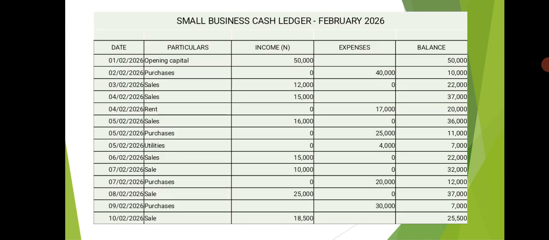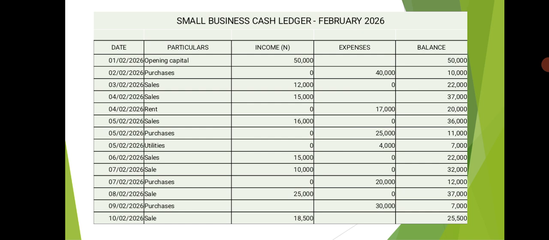February 1st, the business has an opening balance of 50,000 naira. Since this is income, it is recorded under the income column because there was no previous balance. The balance becomes 50,000 naira. On February 2nd, the business purchased supplies worth 40,000 naira. This is an expense, so it is recorded under the expenses column. We have to subtract this 40,000 from the previous balance of 50,000, leaving us with 10,000 naira.